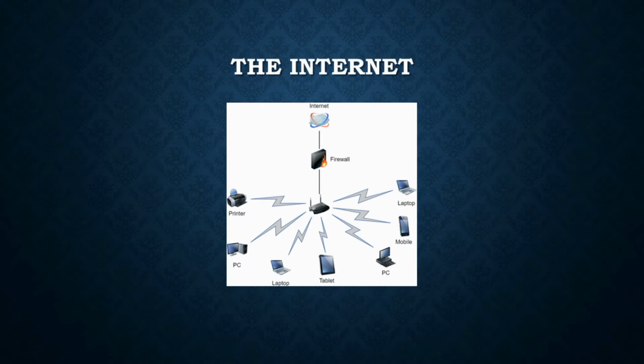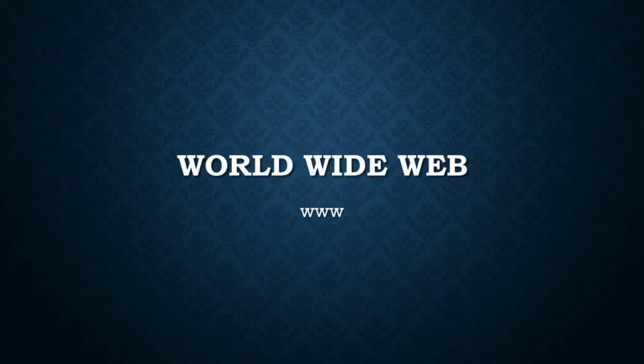Now, to look at how all this works, we're going to start with the internet. We all know that the internet is a global wide network that connects computer systems across the world. And within the internet, there is something called the World Wide Web, which we all know is www, which is an information system where documents and other web resources are kept using URLs, Uniform Resource Locators.